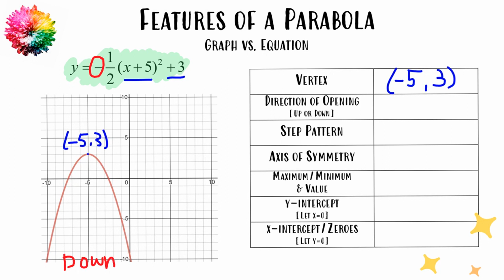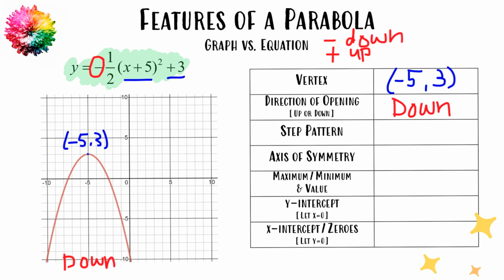If the sign is negative, that means the parabola opens down. So negative means it opens down. And if that number is positive, the parabola opens upwards. So in this case, both the graph and the equation tell us that our direction of opening is down.